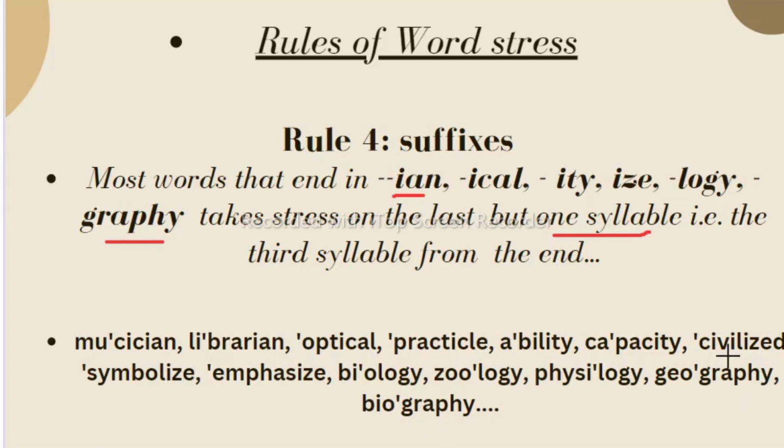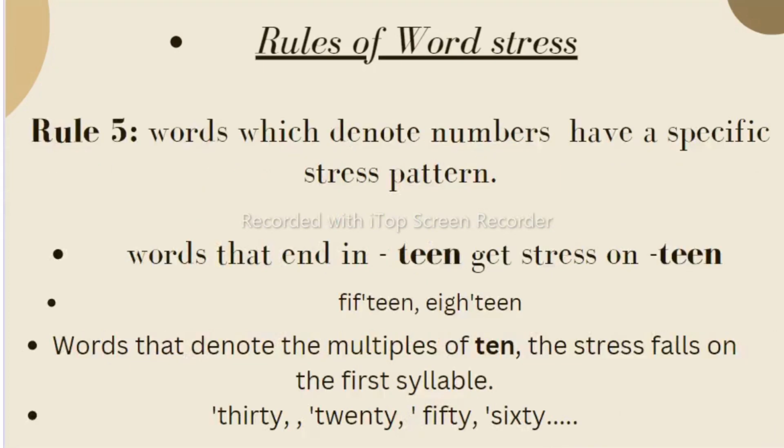Now as you can see here in this -ize, which is your last syllable, after that is -cy-, which is the third syllable, so we have written an apostrophe here. So only this one will get a stress, not the whole word. So these are some words you can see on the screen. Now let us see the last rule. This is the fifth rule.